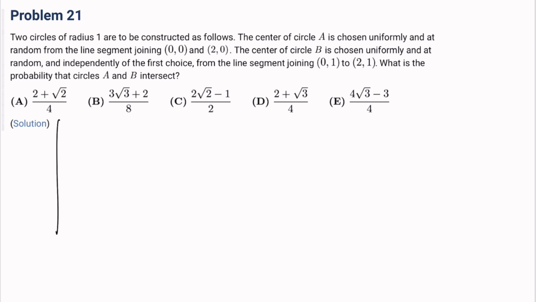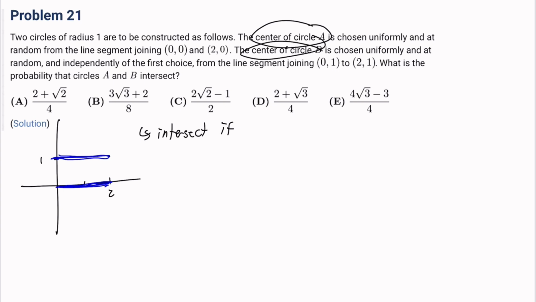Okay, so if we have those 2 circles, then 1 is going to be moving along this line as the center, and then 1 more is going to be moving along that line as the center. So it can be like this circle and this circle, or they can intersect like that circle and that circle. Those will intersect, and so we want the probability that they will intersect.